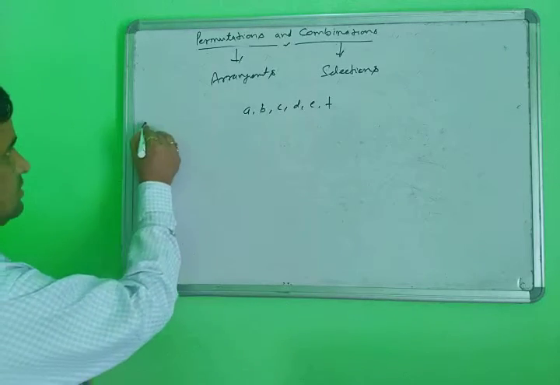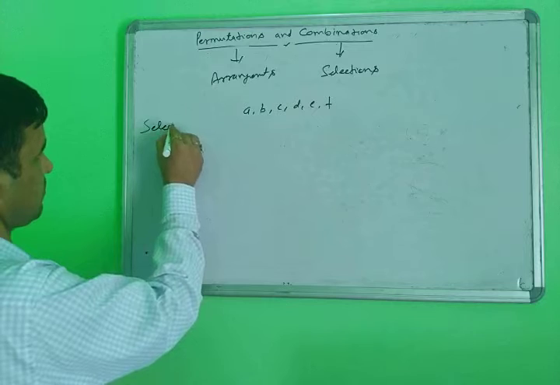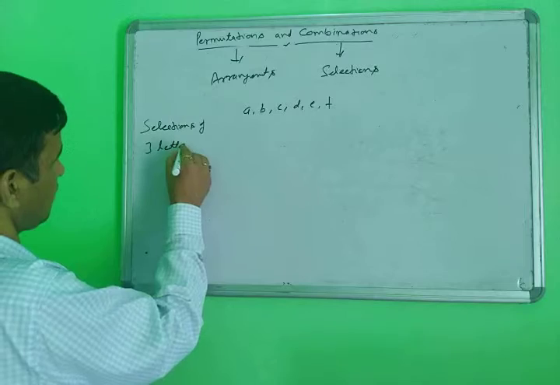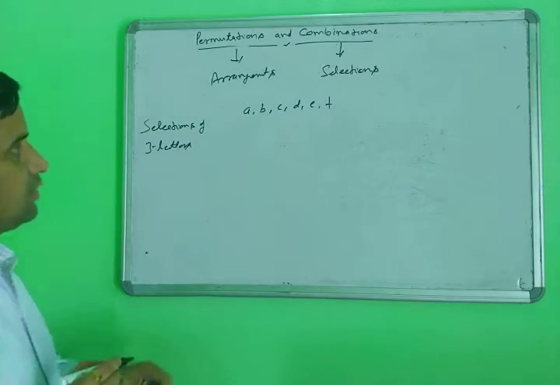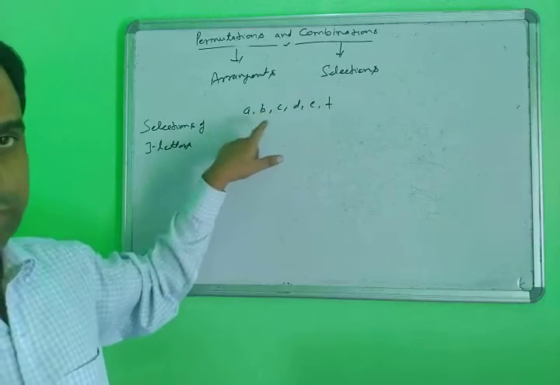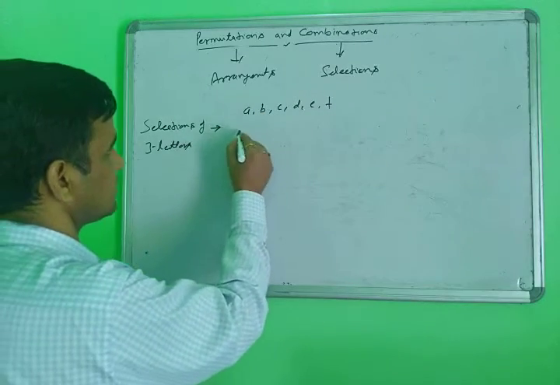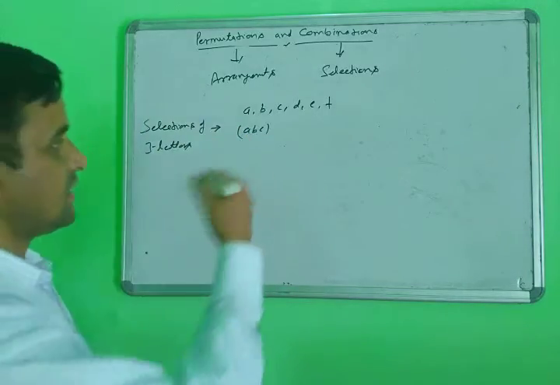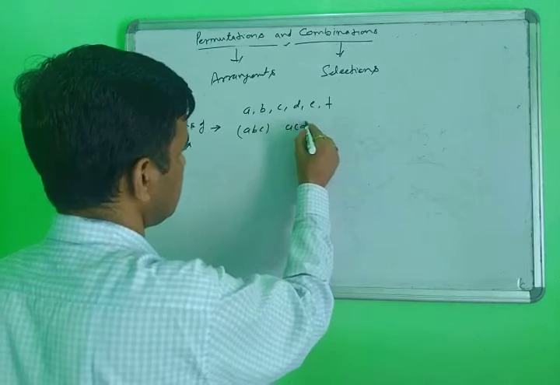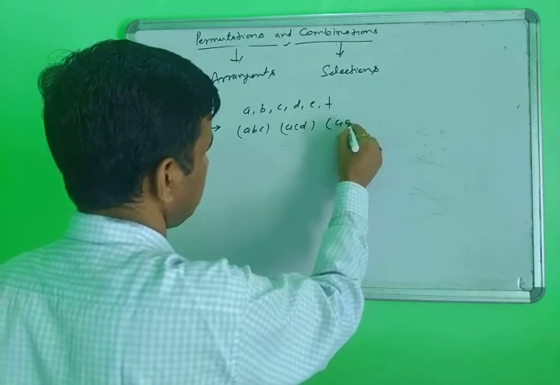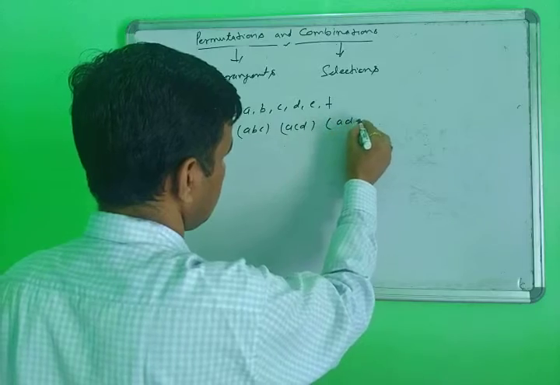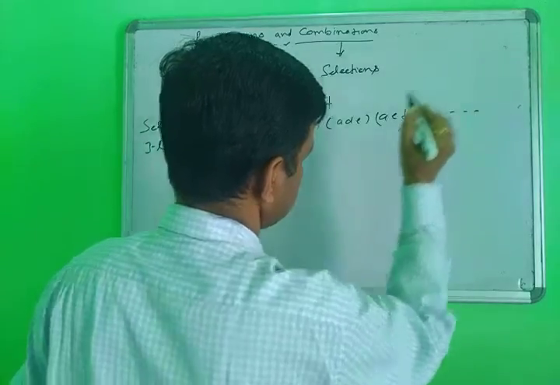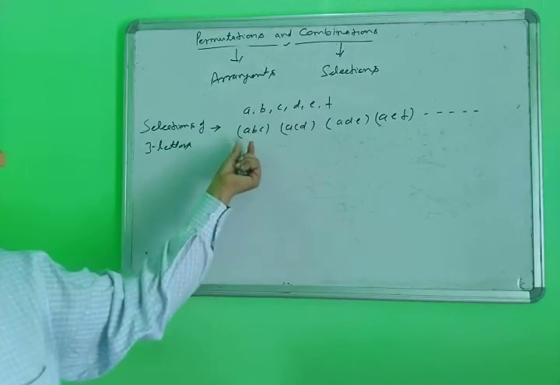These are selections of 3 letters. You can choose any 3 letters here. So what are the selections? This selection is A, B, C. Next, A, C, D. Next, A, D, E. Next, A, E, F, and so on. There are many selections of 3 letters.